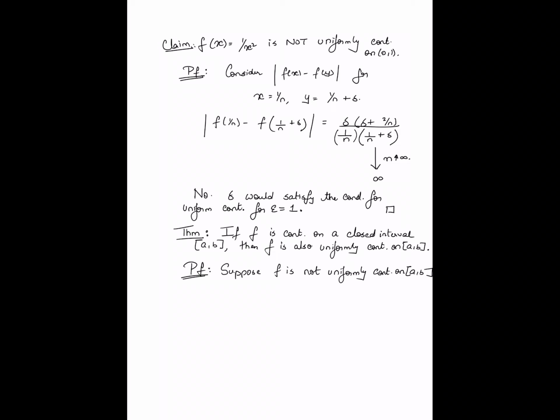That there exists some epsilon greater than 0 such that it is not possible to produce any delta that satisfies the condition, right? In other words, there exists some positive epsilon such that for any delta greater than 0, there exist x and y in the interval under consideration such that x and y are within delta distance apart. However, the function values are in fact greater than or equal to epsilon apart.